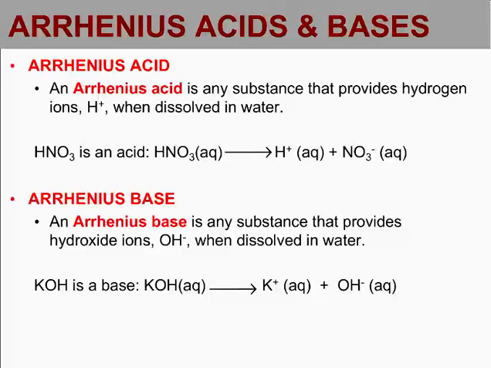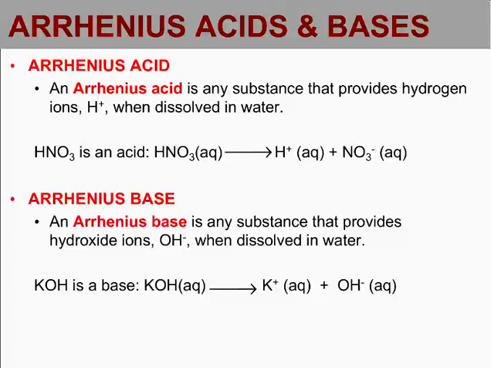No pun intended. So one of the definitions for acids and bases is called the Arrhenius definition. An Arrhenius acid is any substance that provides hydrogen ions, H+, when dissolved in water. Arrhenius was a scientist, I believe in the early 1900s, and this definition is more specific to certain types of acids and bases.